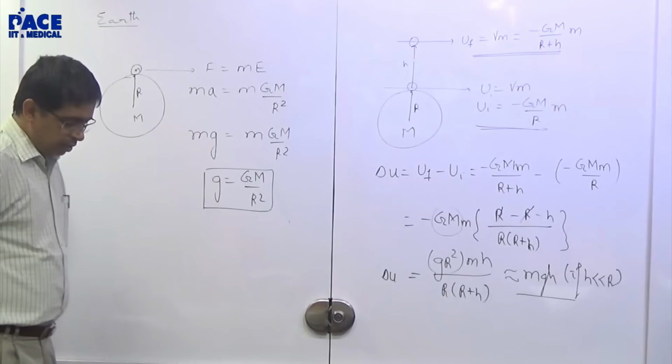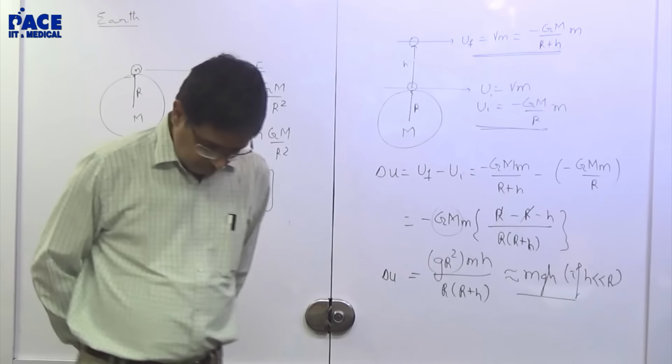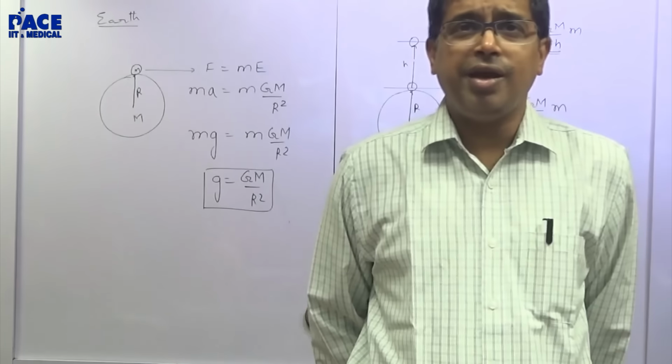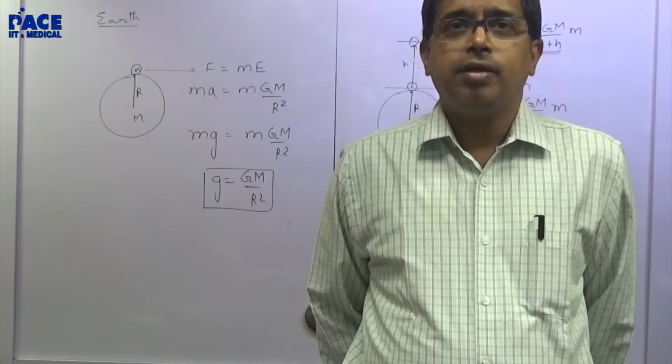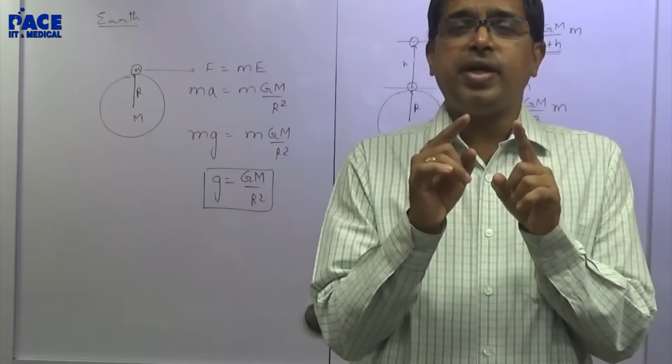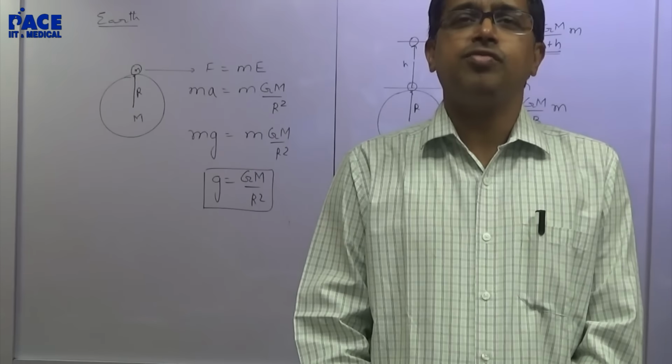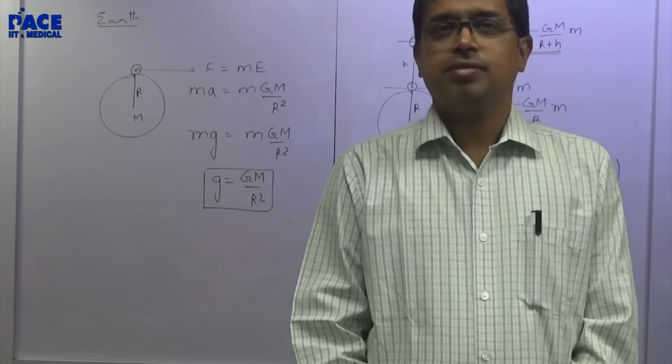Sir, for that the radius will turn to infinity. Why will the radius turn to infinity? The field is G capital M small r by R cube. Small r is 0, so the field is 0 at the center of the earth.